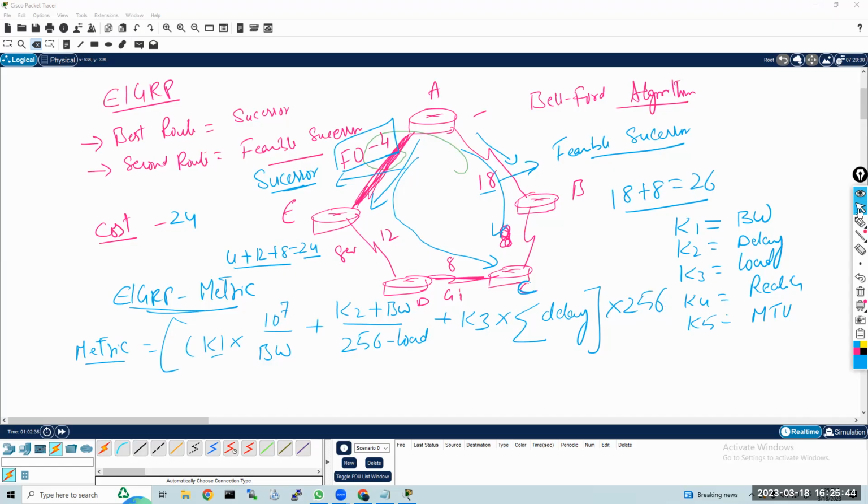Sorry, sir. After plus K3 times delay, for the metric formula, you're talking about this one? Yes, just into here. Delay into 256. What is the 256, guys?